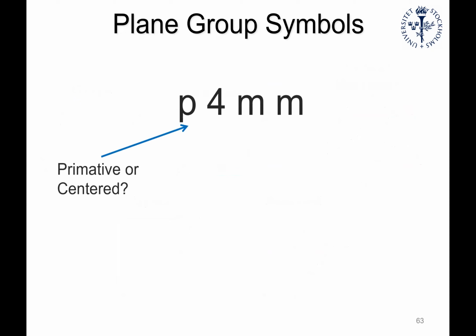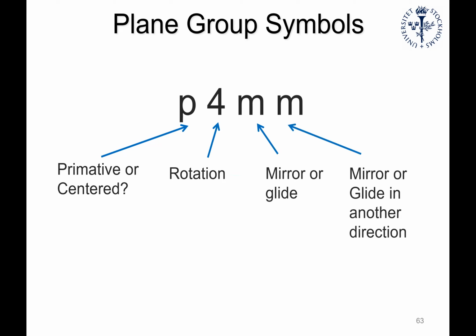So the P indicates if it's primitive or centered. In this case, it is primitive. The 4 indicates that we have 4-fold rotation. Usually the primitive or centering is what's described first. Then typically rotation is described, and then mirrors come later on, or glides. So in this case, we have two M's. This indicates that we have two different mirror planes that are not related to one another.